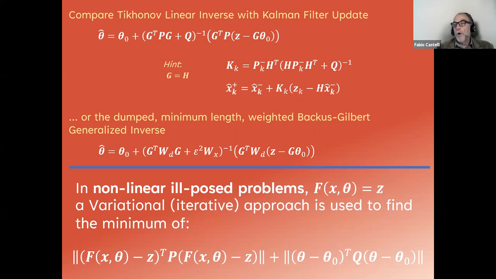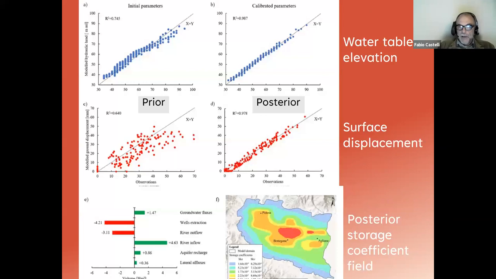This is where what we call variational approach comes from, finding the minimum of a function through a variational approach, studying the variations of this function to be minimized. Okay, these are the result of the application of this variational approach with Tikhonov regularization in the problem I mentioned, okay? Here are the initial parameters, the output of the model prediction in terms of modeled hydraulic head level of water in the groundwater system with respect to the measured in the wells, okay?